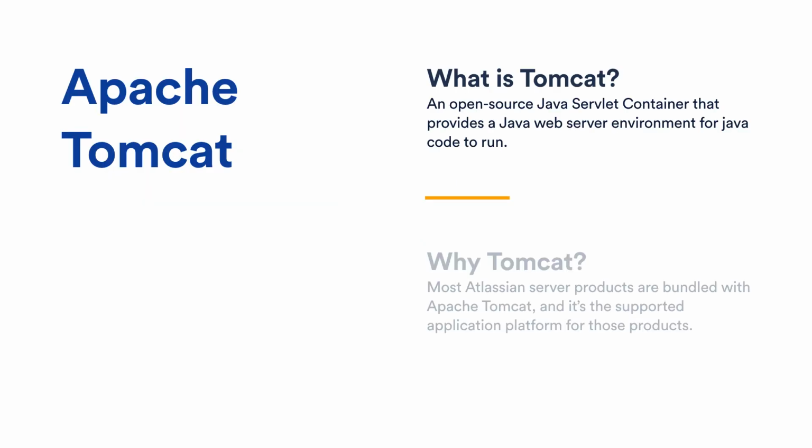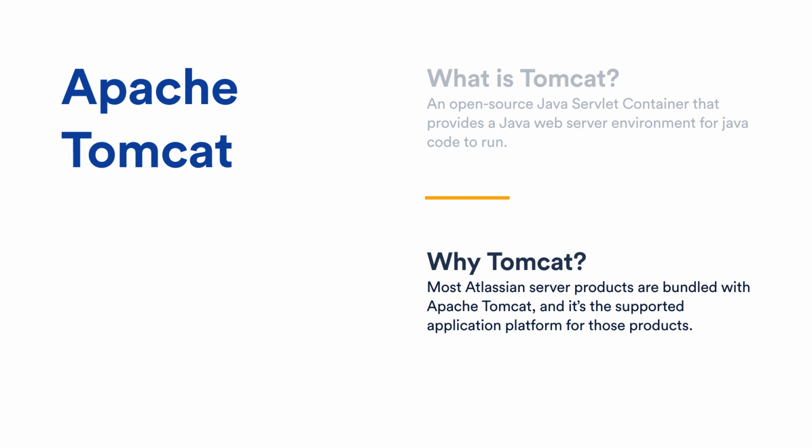So, in AMPS these days, the containers Cargo manages are Apache Tomcat containers. A Tomcat container is an open source Java servlet container which provides a Java web server environment for the application code, like Jira and its apps, to run in.